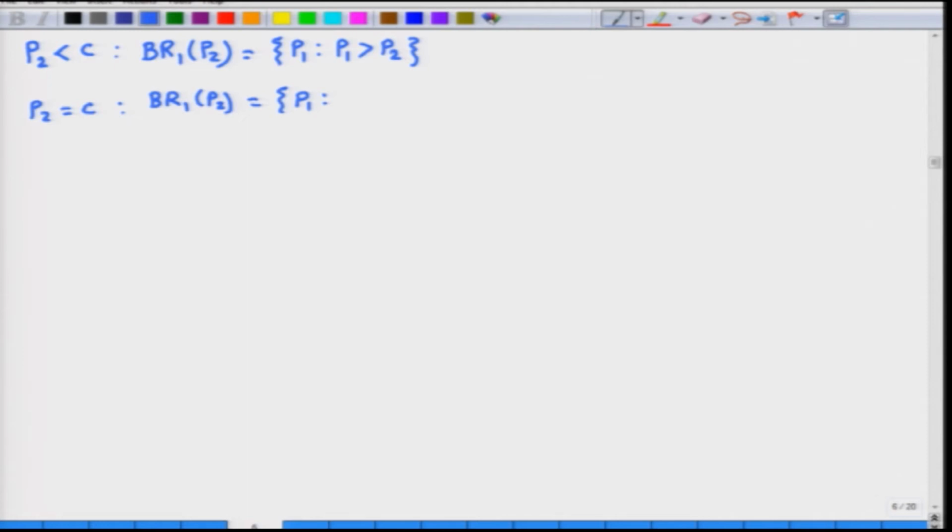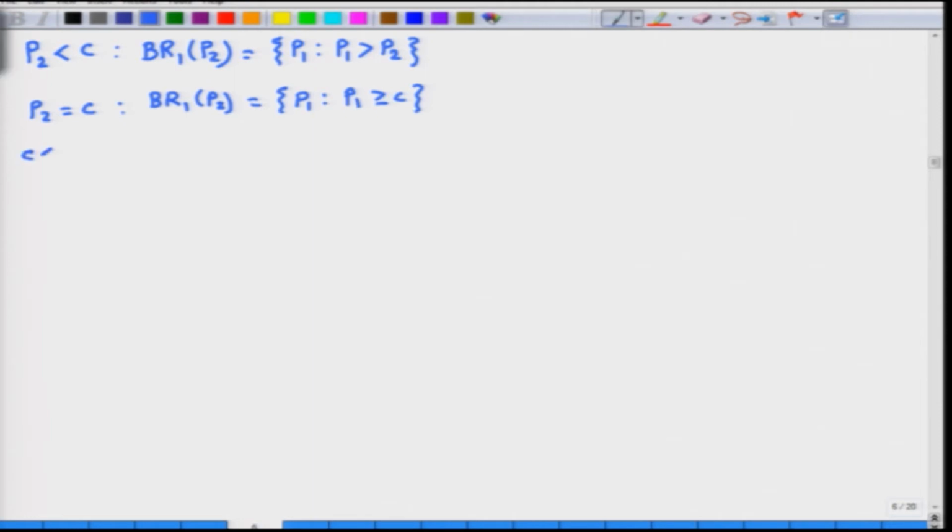But if I choose a price P1 which is less than C, then I get the entire market, but now I am pricing below marginal cost. So, my profits are negative. So, the best response for firm 1 is to choose any price which is greater than or equal to C.